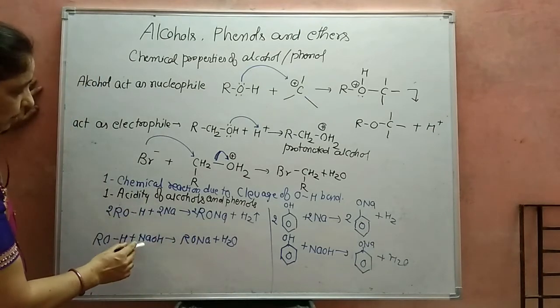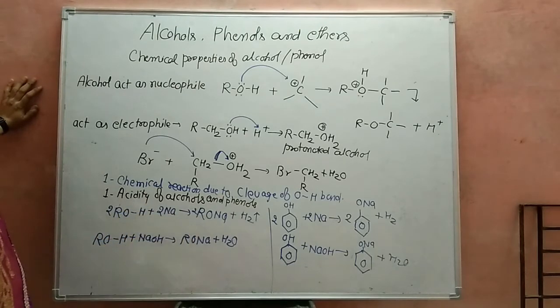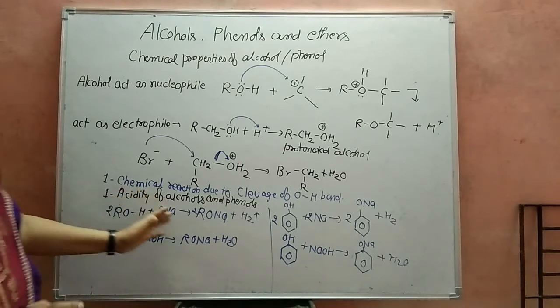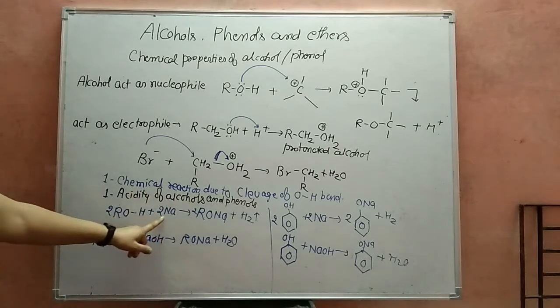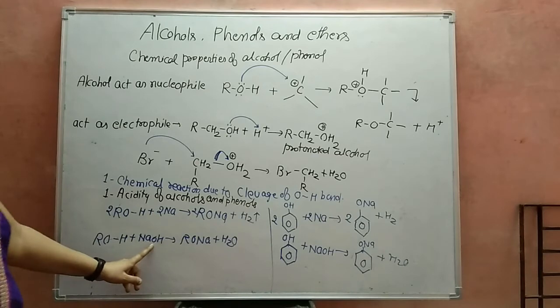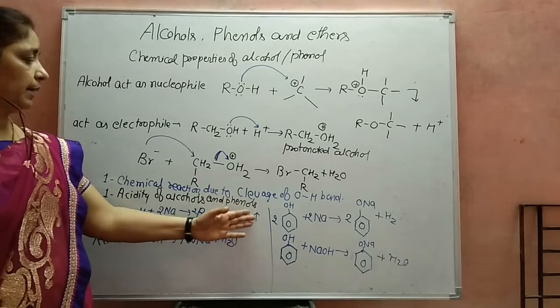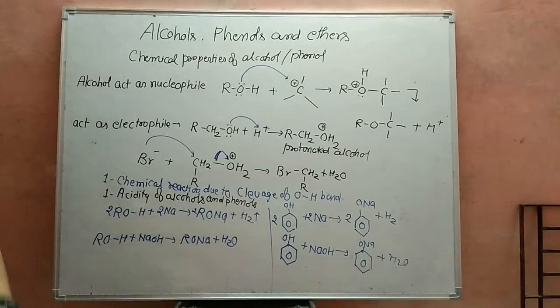These two reactions show that alcohols and phenols are acidic in nature. This type of question is given in NCERT, कि write two equations which show that the alcohol and phenols are acidic in nature. So by these two properties, one is the reaction with sodium metal, another is the reaction with base, these two liberate hydrogen gas and water molecule. That's why it shows that it's acid.